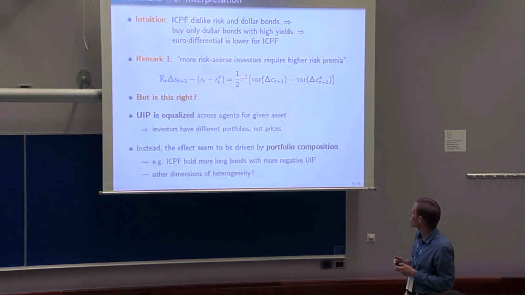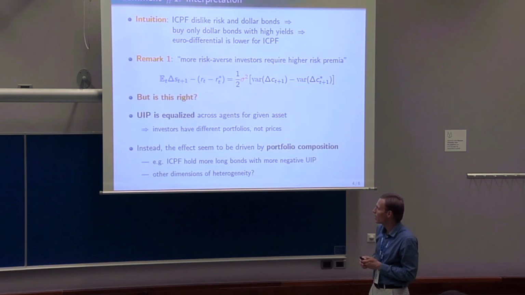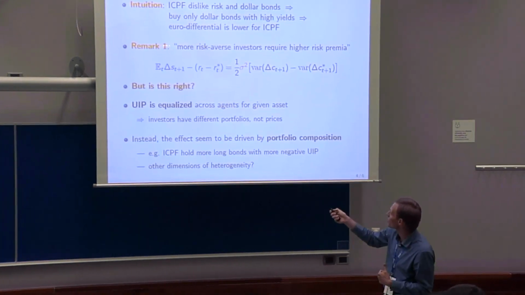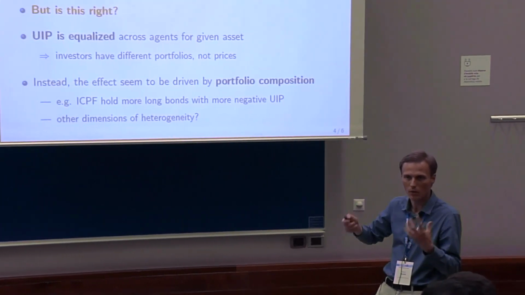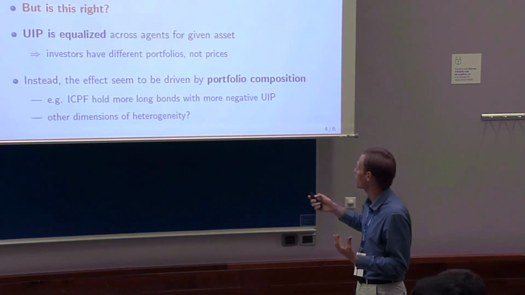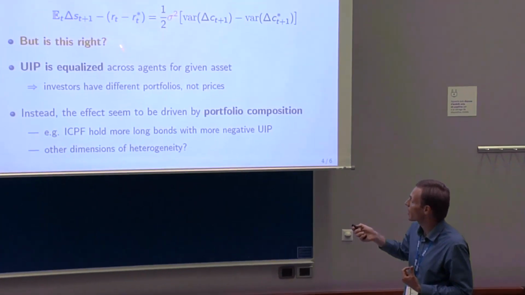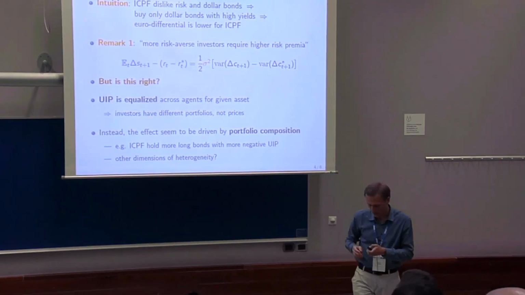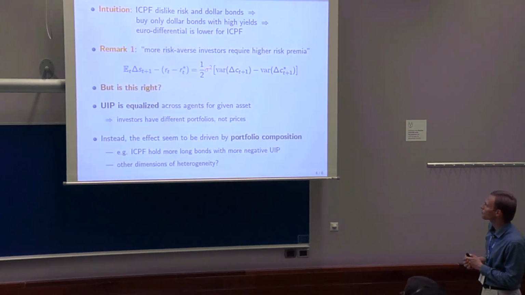So it seems to me that it would be more interesting to decompose the portfolios of these two types of agents, right? What is different in the data from the model? This object is not just for one asset. It is some average across all assets using the portfolio weights for different agents. So the question is, what explains this difference at the aggregate level? It would be interesting to decompose the portfolio into different weights and show where exactly these differences in average UIP are coming from.